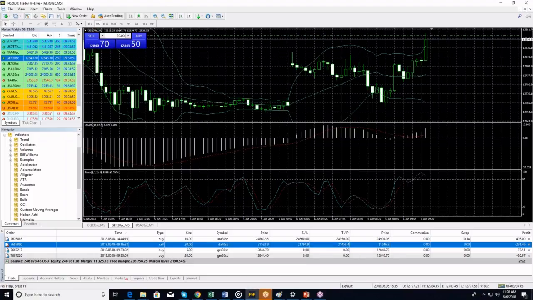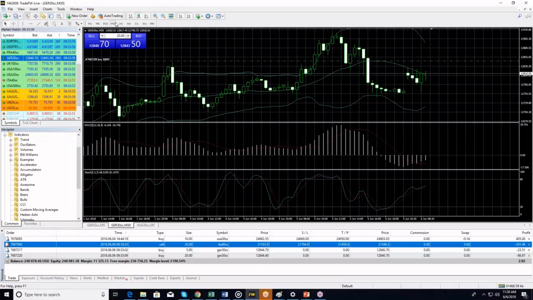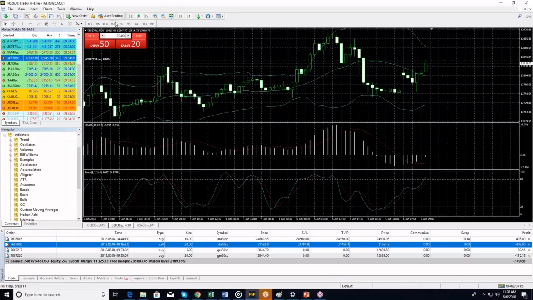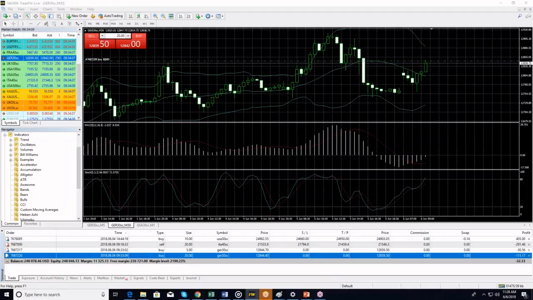So let's check what will be our target for this trade. For this trade, our target is 12,000. Our take profit is 12,870. Yes, this is our take profit. Why I didn't get it? So let's do it.